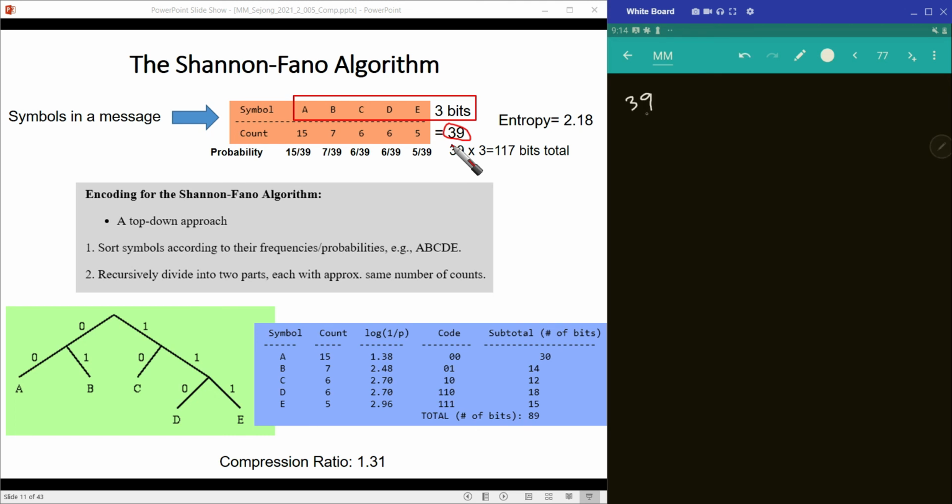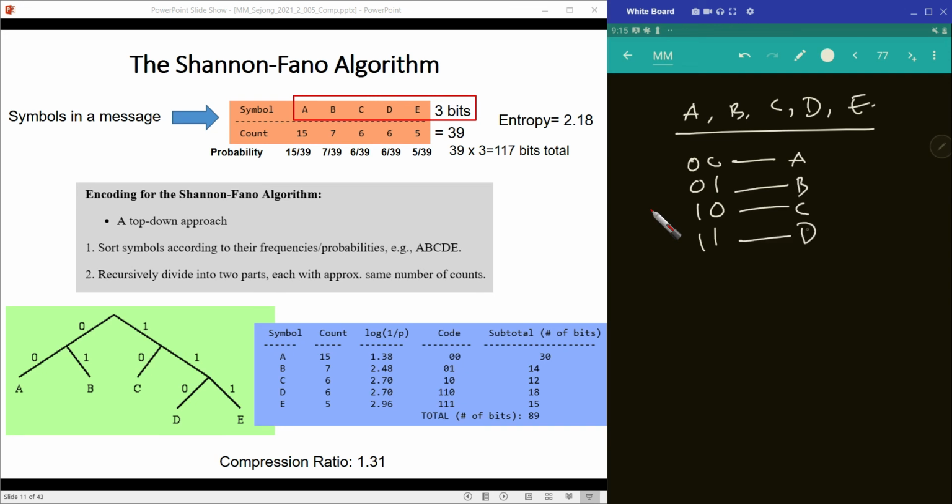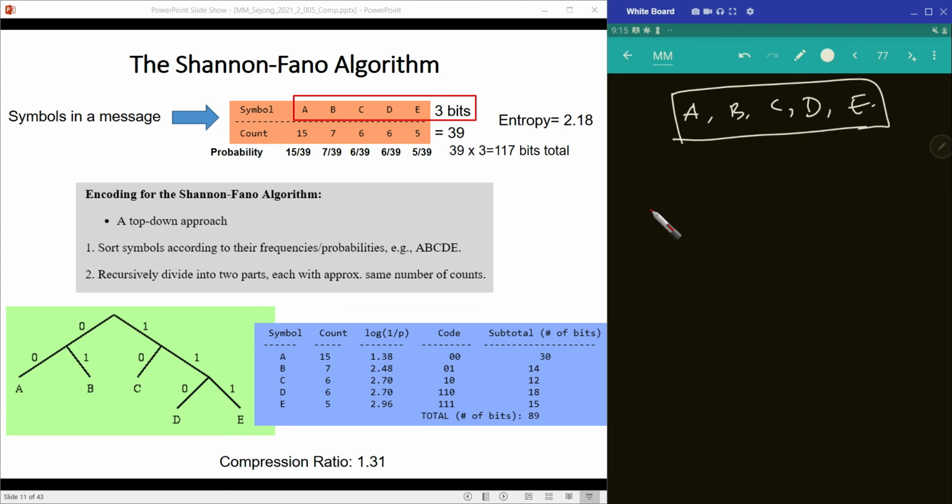So we have a total of 39 symbols, and our symbols are A, B, C, D, E. Now how many bits do we need to assign, generally, from fixed length encoding? We know that there are 5 different symbols, so we have to assign at least 3 bits, right? Because if we assign 2 bits, then we have 00, 01, 10, 11. So if we say this is A, this is B, this is C, this is D, then how about E? That's why we need at least 3 bits to represent these symbols. So for each character we need 3 bits, and then we have 39 characters, so in total we need 117 bits.